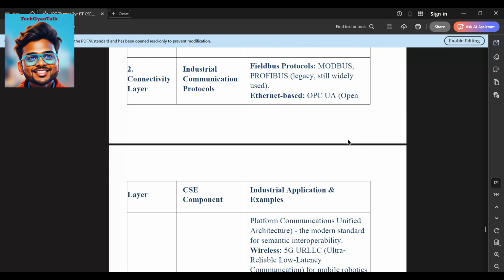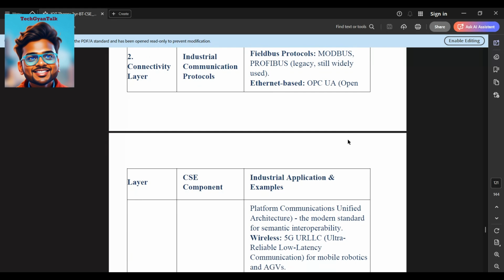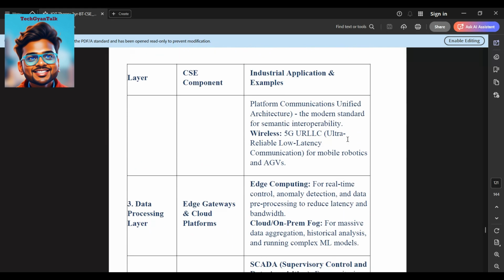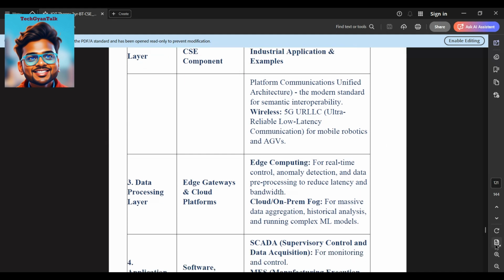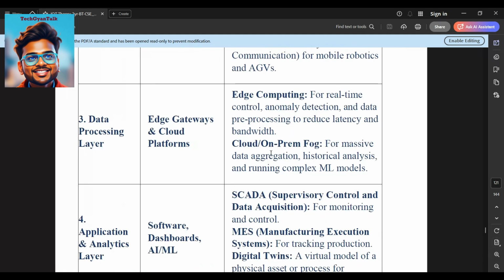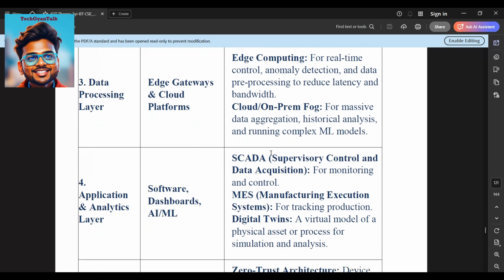And wireless technologies used by the devices are like 5G, URLLC, ultra-reliable low-latency communication, for mobile robotics and AGVs. And the data processing layer, like edge gateways and cloud platforms: edge computing for real-time control, anomaly detection, and data pre-processing to reduce latency and bandwidth. Cloud or on-prem for massive data aggregation, historical analysis, and running complex ML models.